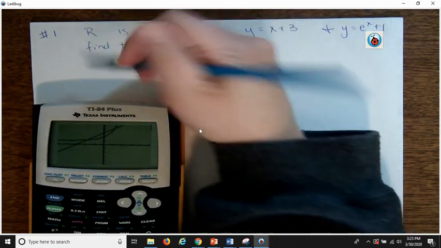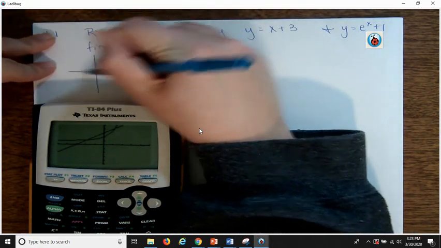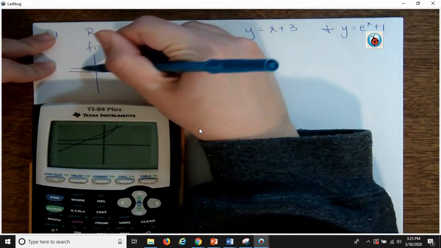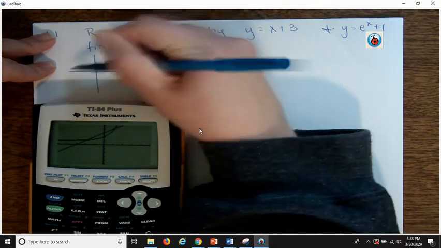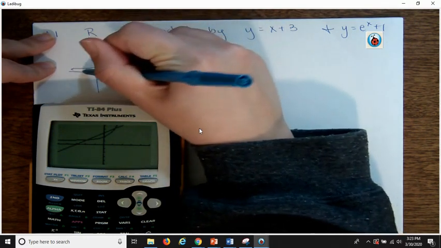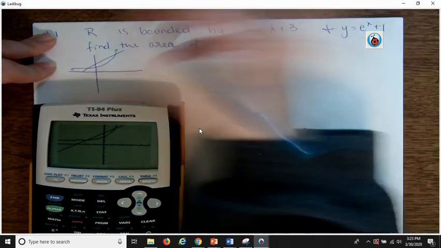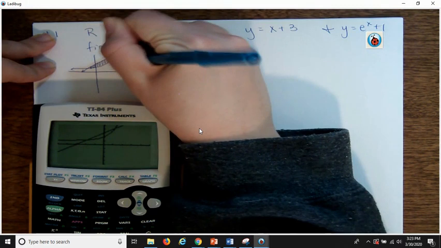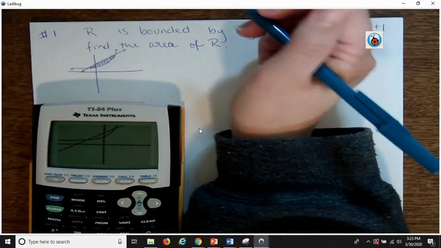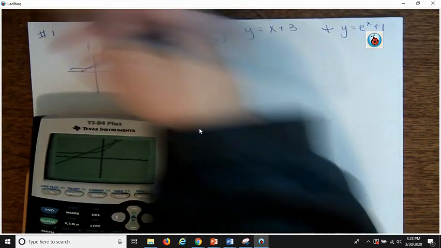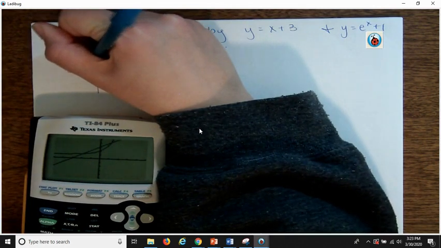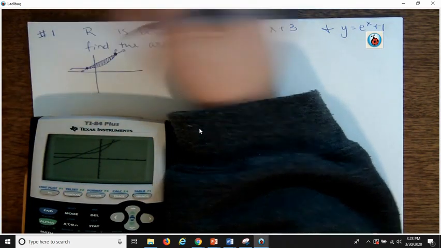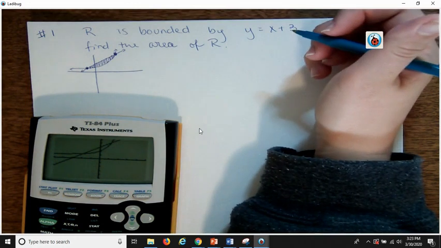Okay, so we get kind of like a crescent shape. I'm going to have my e to the x plus 1 is this guy. And then I'm going to have my y equals x plus 3 is this guy. And the region in between them is going to be this little piece right here. Now, the key with this is that because we're finding an area between two curves, our intersection points are going to be our limits of integration.